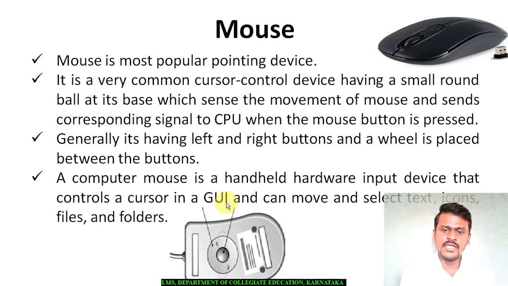So in computers you can use this mouse for any movement of the cursor, right? With this mouse, you can select any text, icon, file, or folder, anything you want to select or open. If you want to open anything, you need to double click or right click on it, and a drop down will come. From that drop down you can select any of the available options. So these are some of the functions of the mouse.